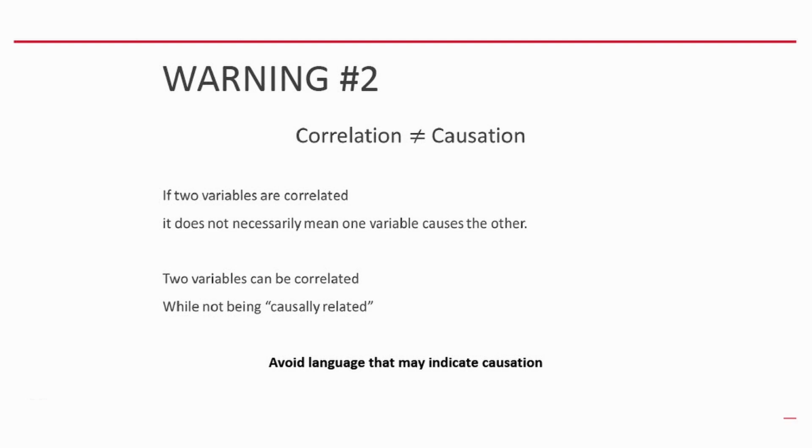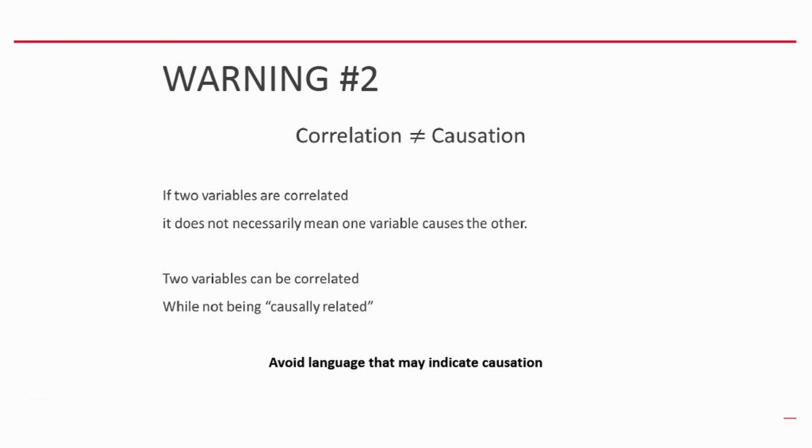The next warning is that when we say correlation, we don't imply causation. That is, it's totally possible for 2 variables to be correlated. That is, you look on the graph and they trend upwards or downwards together, but that doesn't mean one causes the other. 2 variables can be correlated and they might not be causally related at all.